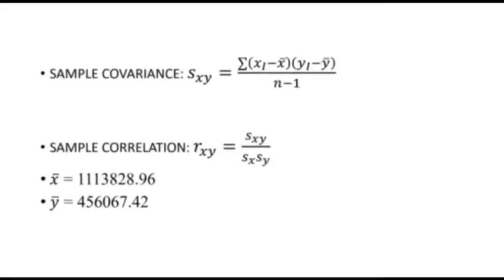To calculate covariance, I use this formula, which is sample covariance equals the sum of x minus x bar times y minus y bar, divided by n minus 1. To calculate correlation, I use this formula, which is sample correlation coefficient equals sample covariance divided by the standard deviation of variable x multiplied by the standard deviation of variable y.